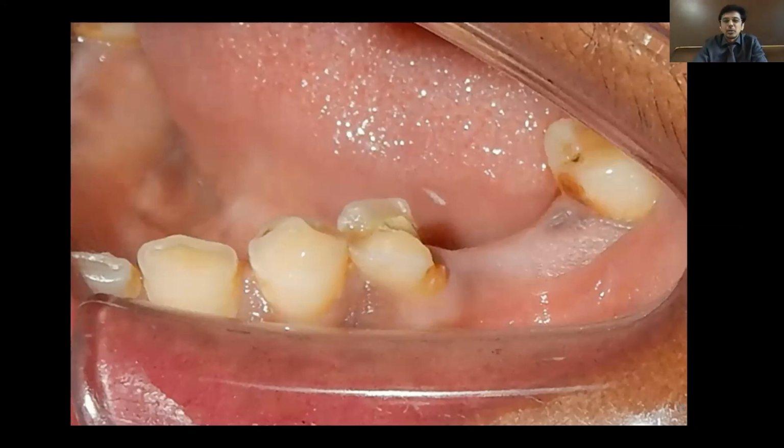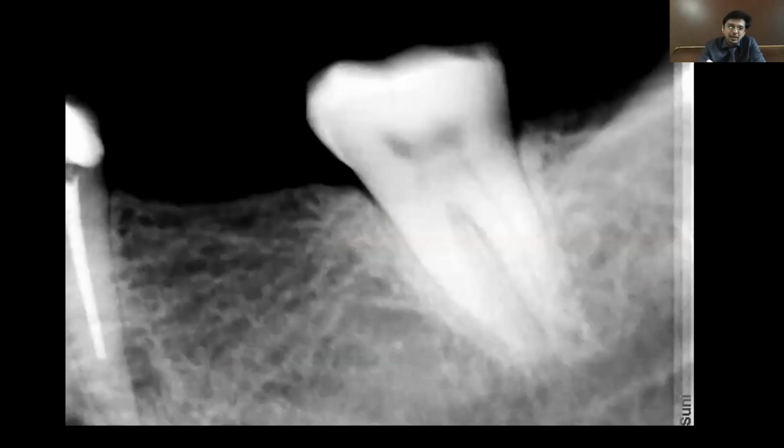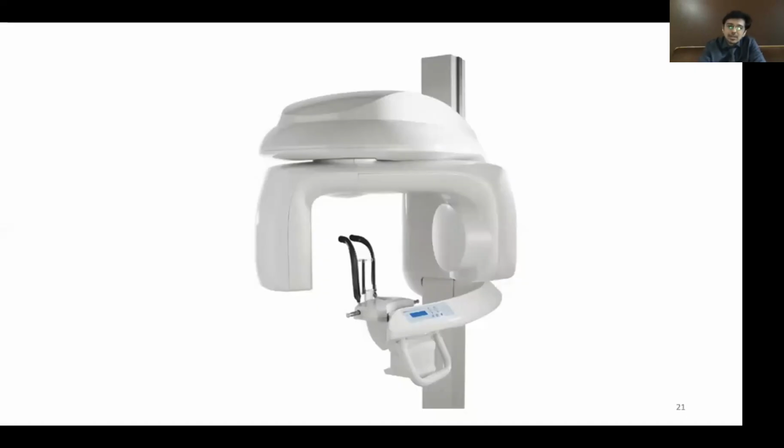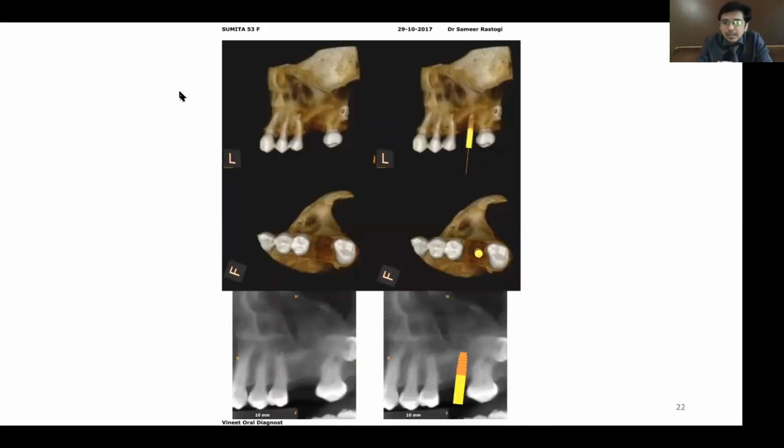Next we advise an RVG, an X-ray, but that gives us a two-dimensional image. Subsequently, we advise a CBCT for a three-dimensional image. A three-dimensional image gives us a 3D panoramic view. This is a beautiful view which we can use for motivating patients again and again. This particular PDF which your radiologist would be giving you goes a long way in motivating your patients, including it in the patient's education.